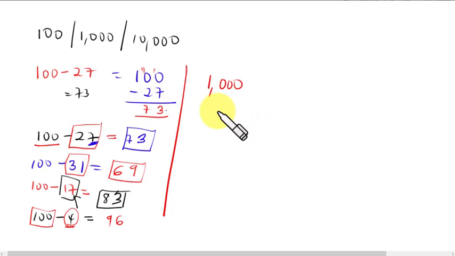The same approach is applied here. For example, if you are asked to subtract, say, 62 from 1,000. Now, 1,000 has how many digits here? 1, 2, 3, 4. So in the final answer, I should get 3 digits, because I have to make sure that the number of digits in the final answer is 1 less than the number of digits in 1,000. 1,000 has 4 digits.